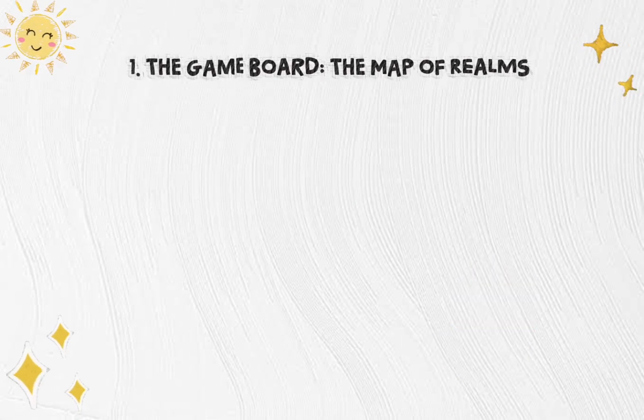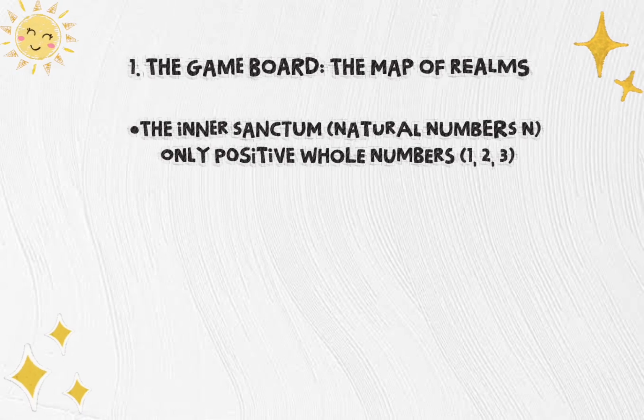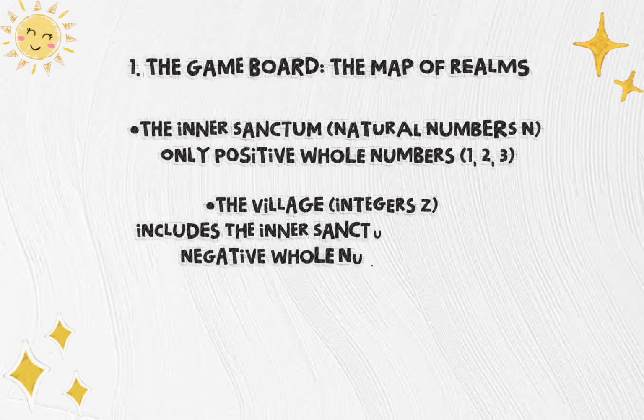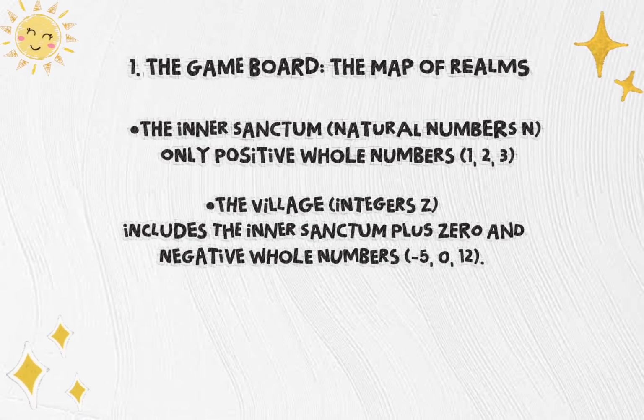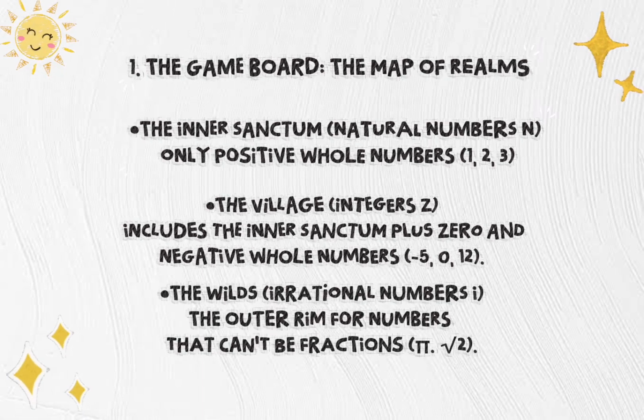So this is the game, the map of realms. Number 1, the Inner Sanctum: natural numbers, only the positive whole numbers 1, 2, 3, while the Village of Integers is the sanctum plus negatives and 0. Just read it and carefully understand it.